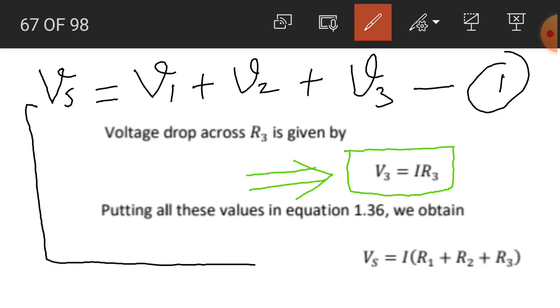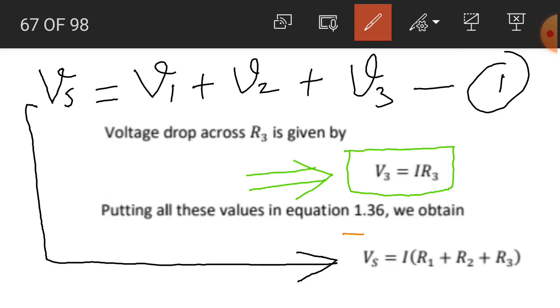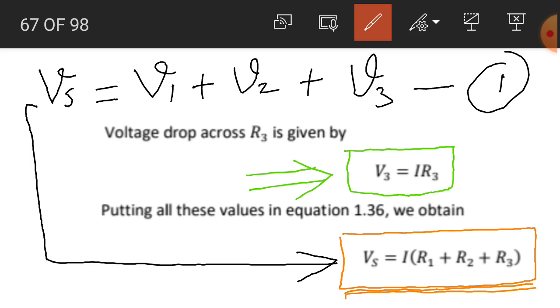After putting the values and rearranging, equation number 1 can be written as Vs will be equal to I into R1 plus R2 plus R3. Let's say this equation is equation number 2. Okay.